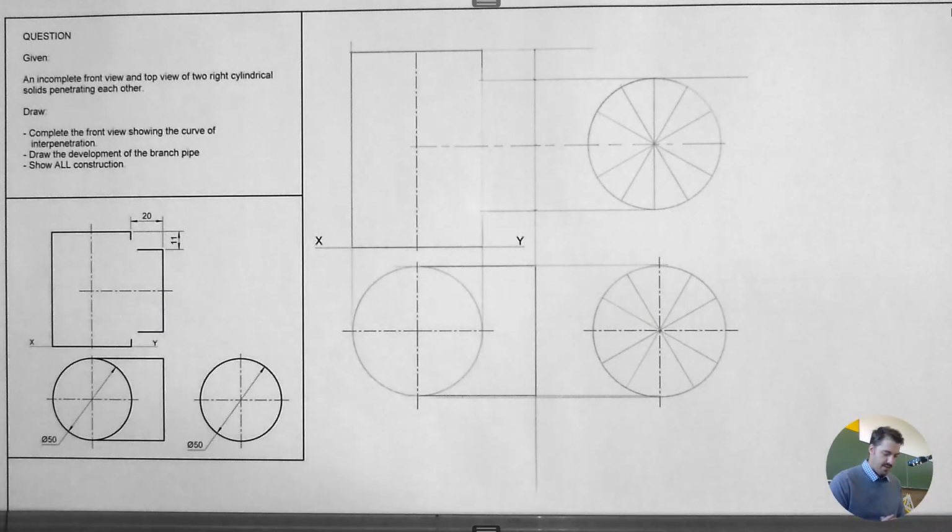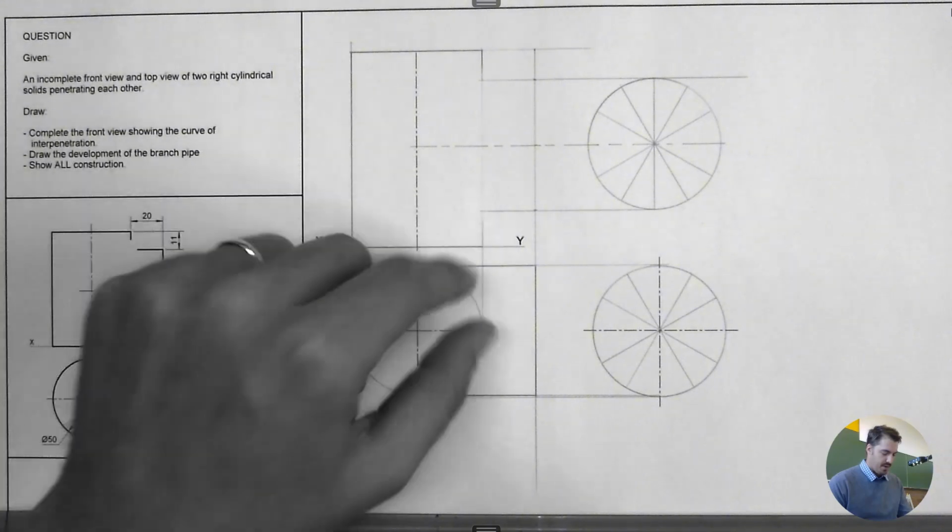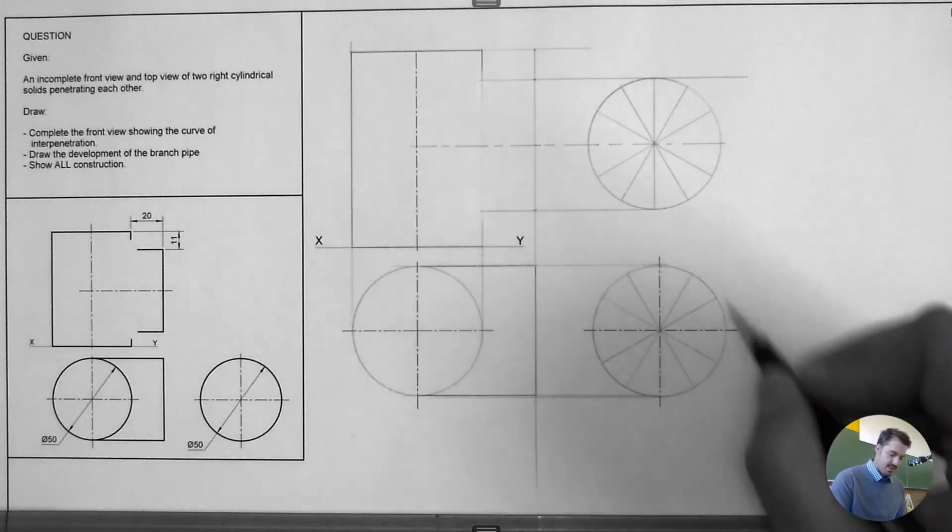Alright, so now we have the divisions. We have the top view, the front view. We now need to draw the intersection. So let's start labeling this.